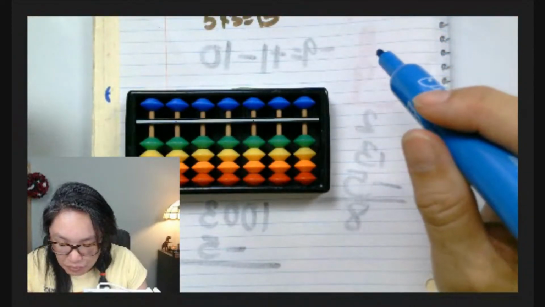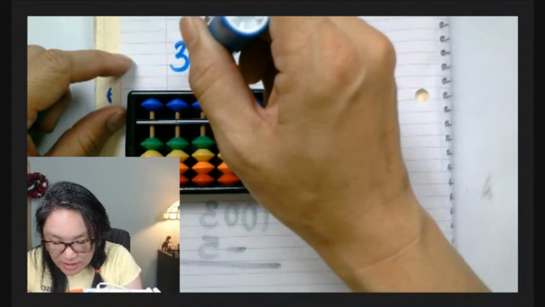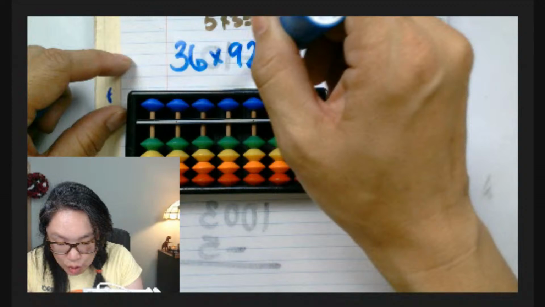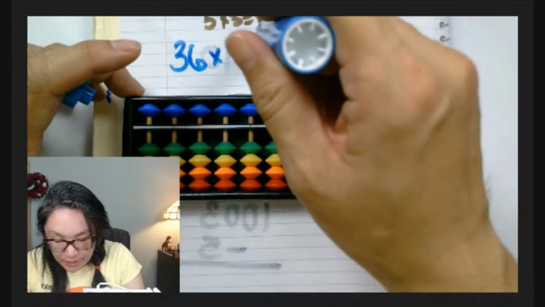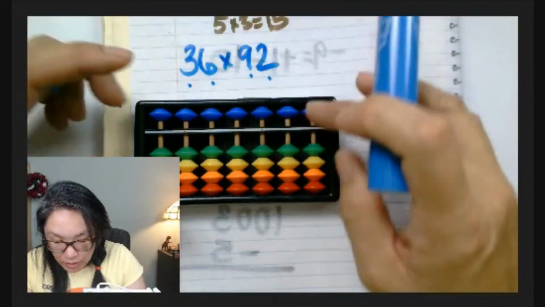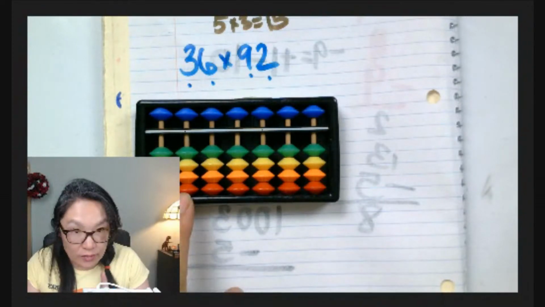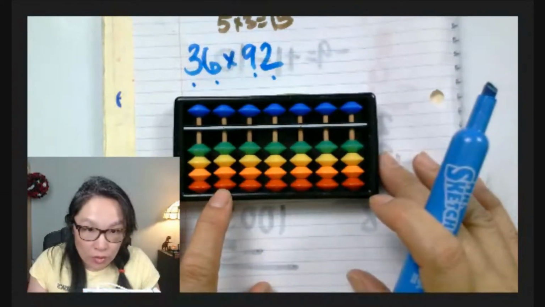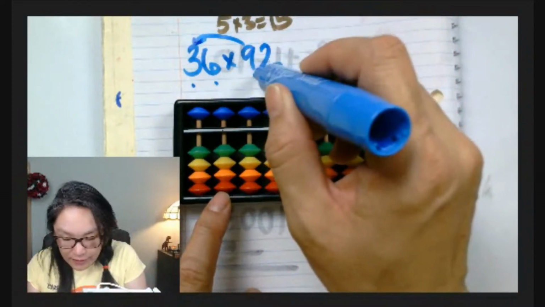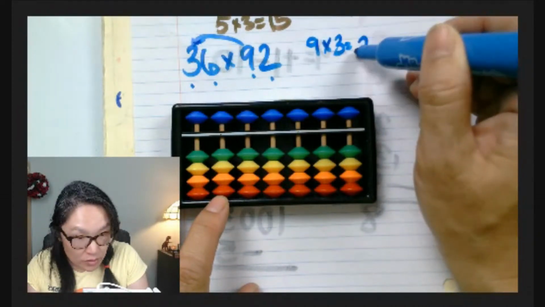To each their own. So if I do 36 times 92, I don't even know how that's going to work, but let's do it. Same thing: we're going to count our digits. We have 1, 2, 3, 4. Again, it's going to be somewhere around here. The first thing we're going to do is our left first. Left of the digit. So the question is 9 times 3 is equal to 27.